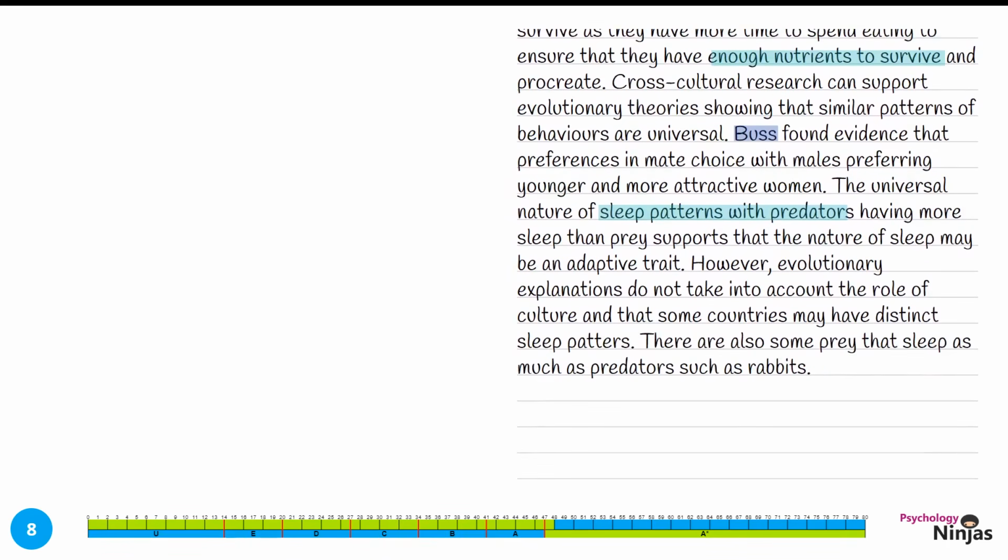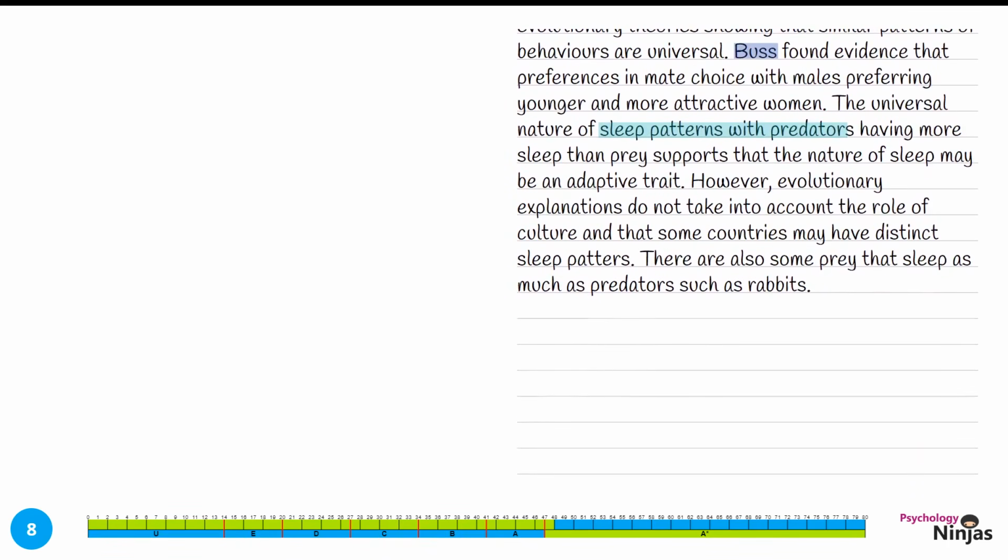However, evolutionary explanations do not take into account the role of culture and that some cultures may have distinct sleep patterns. There are also some prey that sleep as much as predators, such as rabbits. Cultural variations is a great way to evaluate evolutionary explanations. If things are different in different cultures, then they're suggesting that they're not universal and adaptive.